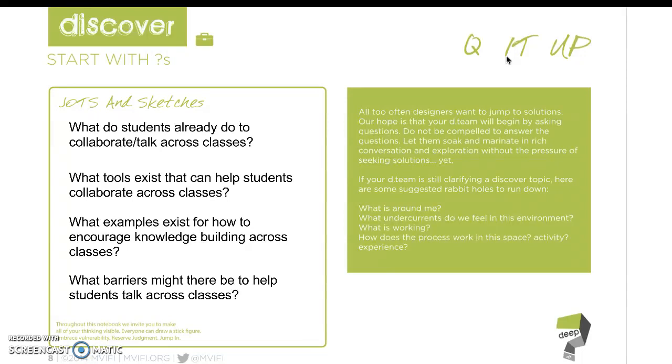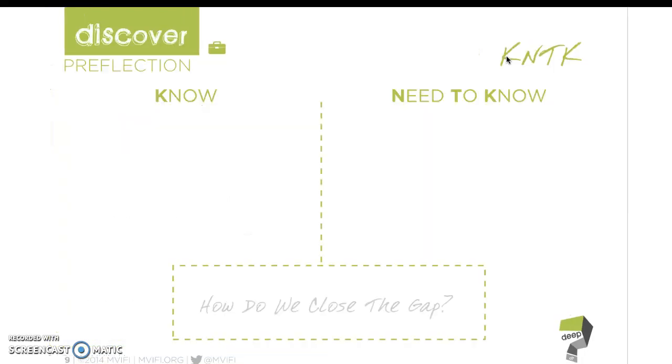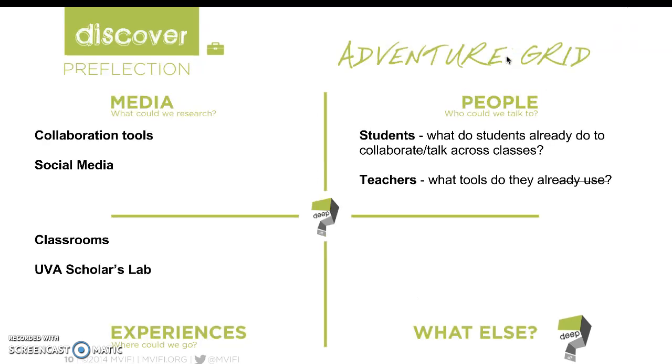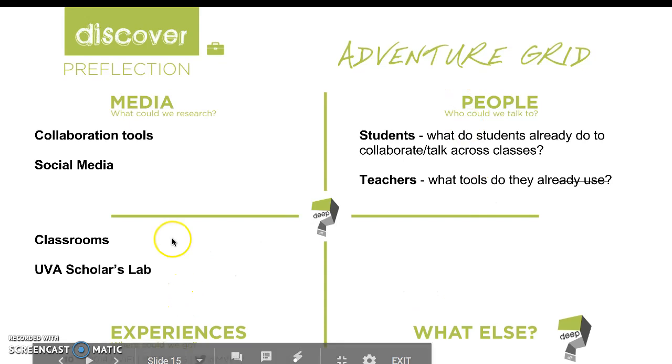Then we're just going to transition into the next bit, which is thinking about what you already know and what you need to know. So putting down, oh, I know a few tools, but I would like to know more tools. And trying to just have a discussion with your team about how we might close the gap. And this is really getting you to the next section, which is the adventure grid, where you're thinking about some different areas that you can use to help you discover the underlying needs of the challenge.